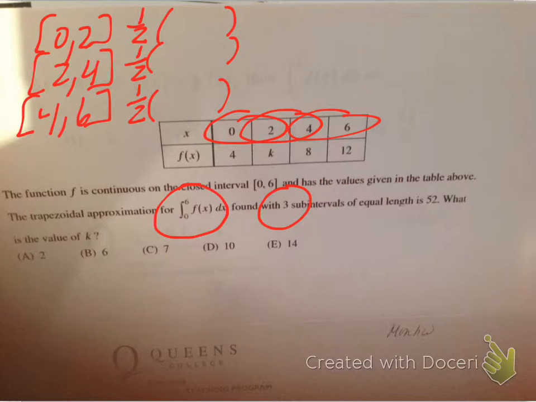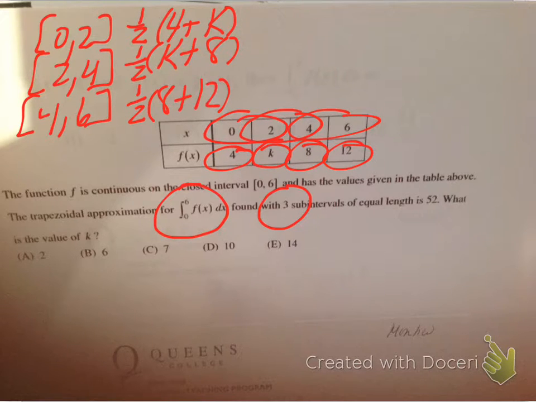Okay, so base 1 is going to be 4, plus base 2 is k. Okay, for the next one, now base 1 is k, and base 2 is 8. For the next one, base 1 is 8, and base 2 is 12. So what is the height? Well, for all of these, they go up by 2. So the height is 2.